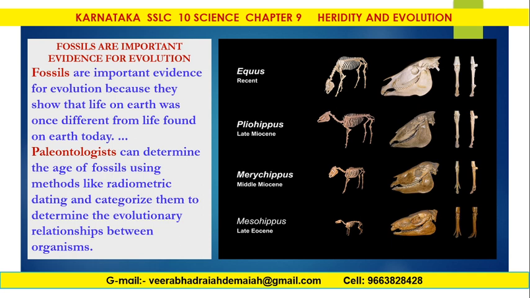These are the fossils of Equus, recent, and Pliohippus, late Miocene age, and Merychippus, that is middle Miocene. This is Mesohippus, late Eocene. These fossils are very important in the evidence for evolution. They are the very evidence. Fossils are very important evidence for the evolutionary theory.